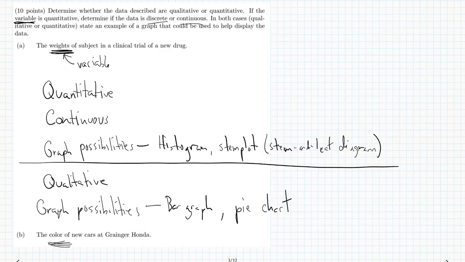But make sure you can distinguish. The big trick is histograms and bar graphs. A lot of people think they're the same thing. They're not. It's the type of variable that you're using it with. Quantitative variables deal with histograms. Qualitative variables deal with bar graphs. Make sure you can distinguish between those two parts. Okay.